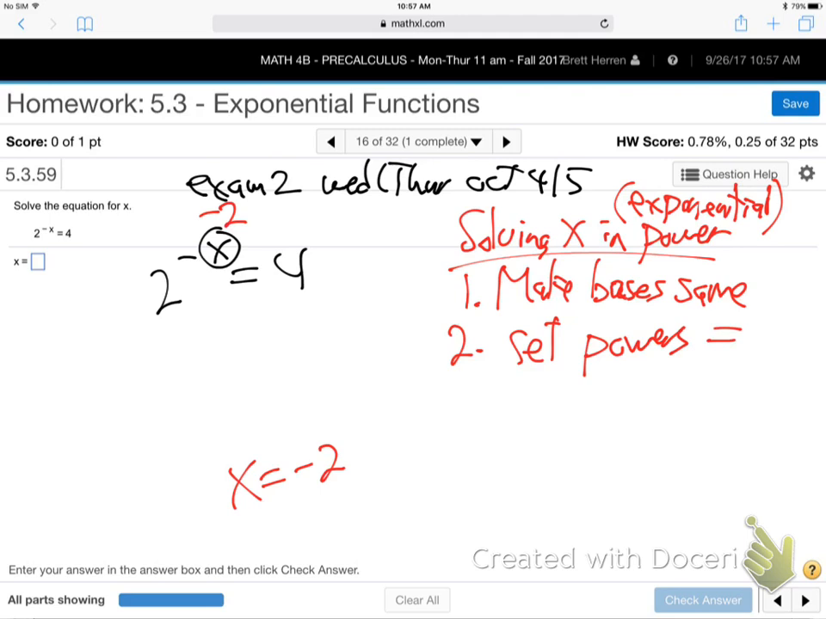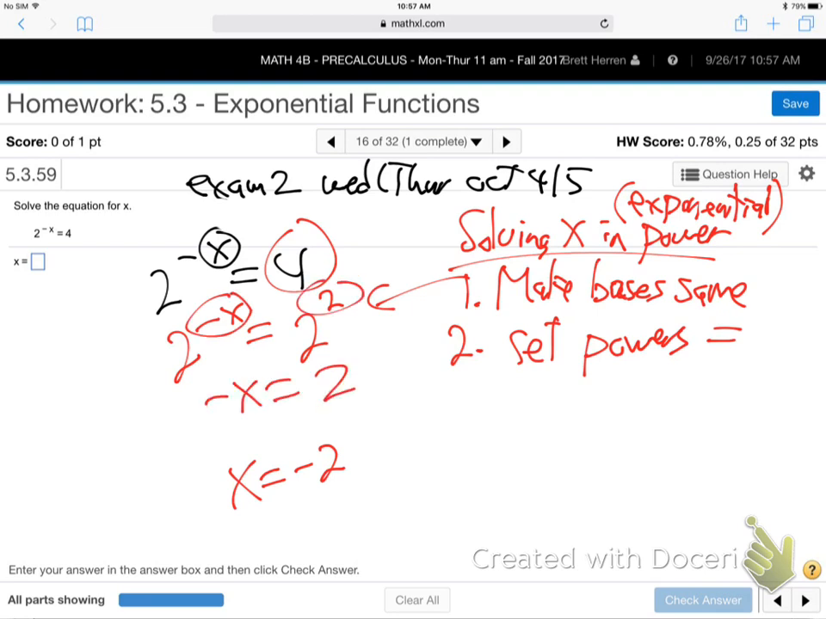What do I mean? We solved this one by just looking at it, but let me show you the steps that normally are necessary, especially when they get harder. You've got to make the two bases be the same. So how can I rewrite the 4? 2 squared, does that make sense? So now I've made the two bases the same. That's step 1. As soon as you make the two bases the same, you know the two powers must be equal.